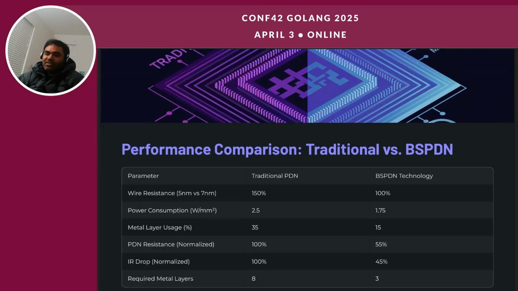PDN resistance is 100% and IR drop is 100% in the traditional case. If you compare with that 100%, it will be around 45% with the ABS-PDN. Metal layers will come down: if you are getting 8 in the traditional, it will be like 3.